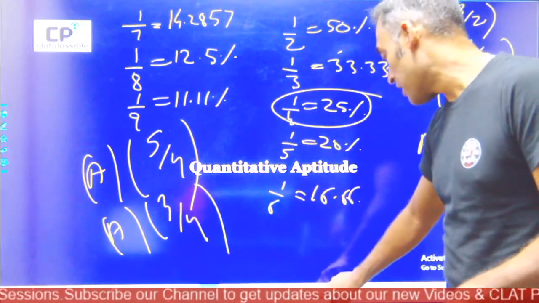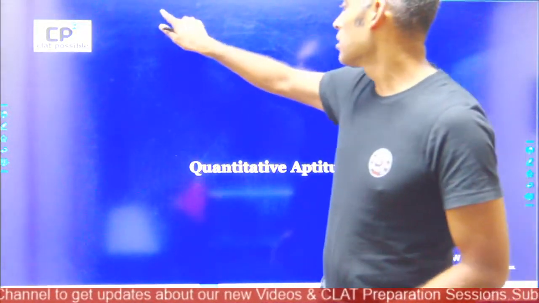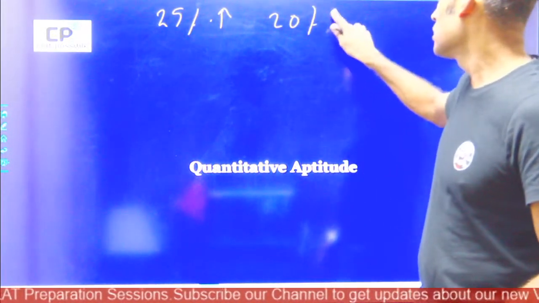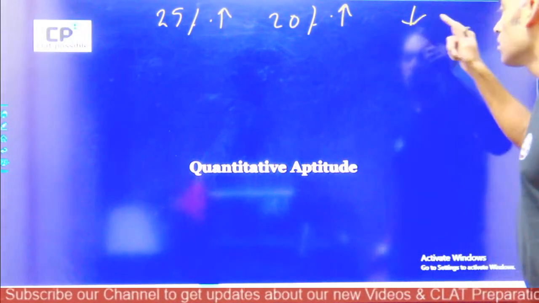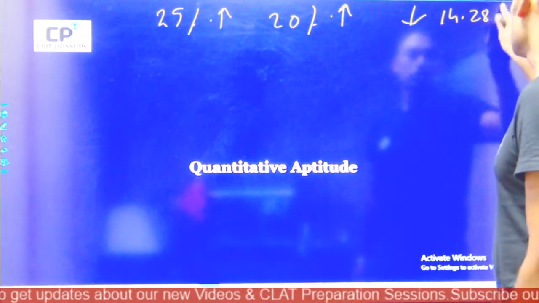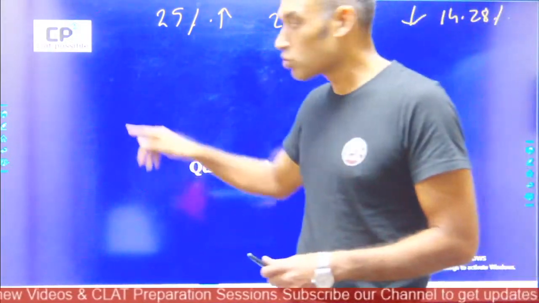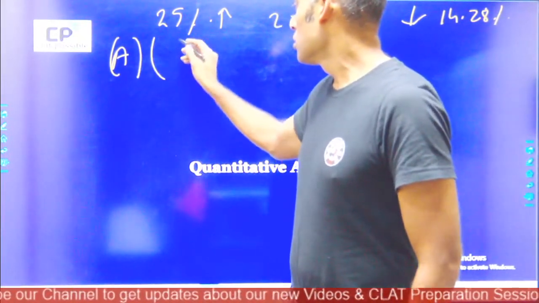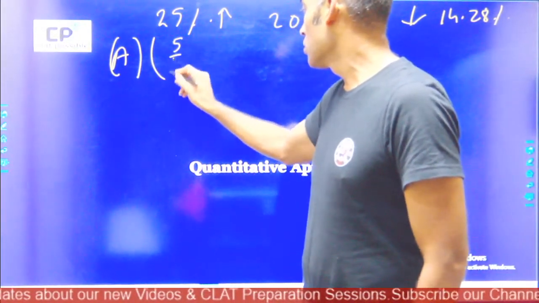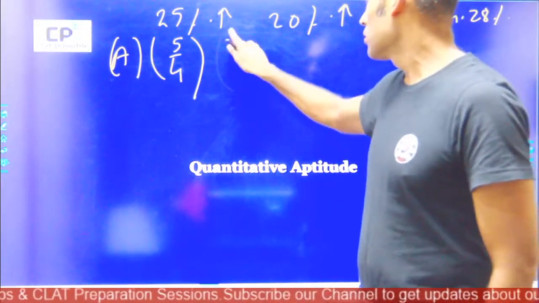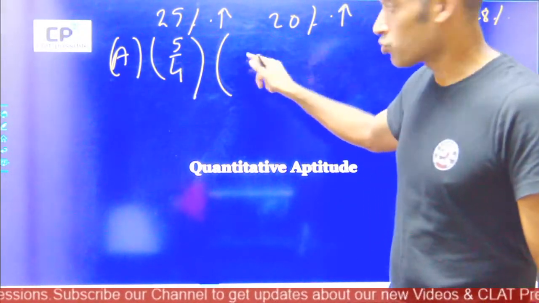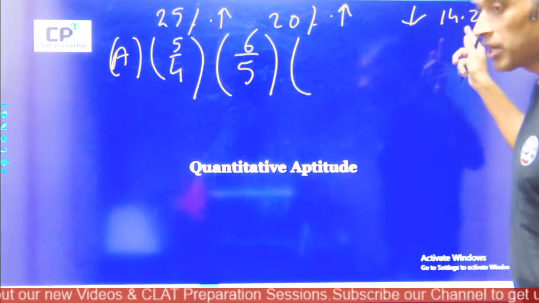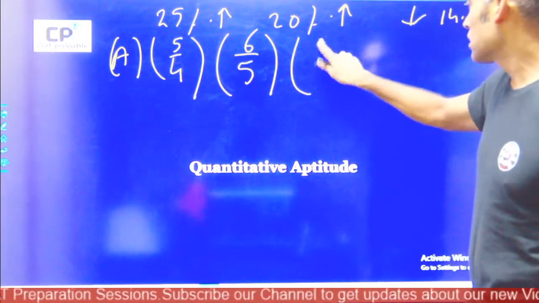Right? Now, for instance, if I tell you A increased by 25% and then increased by 20% and then dropped by 14.28%. Right? So what we'll do is, we'll just use the multiplying factors here. So A into 5 by 4 into 20%. So 20% is 6 by 5. And then it dropped. So I'm using a multiplying factor for dropping, which is 6 by 7.